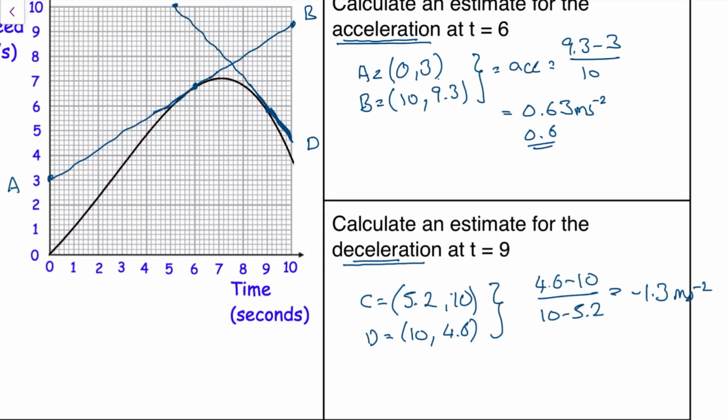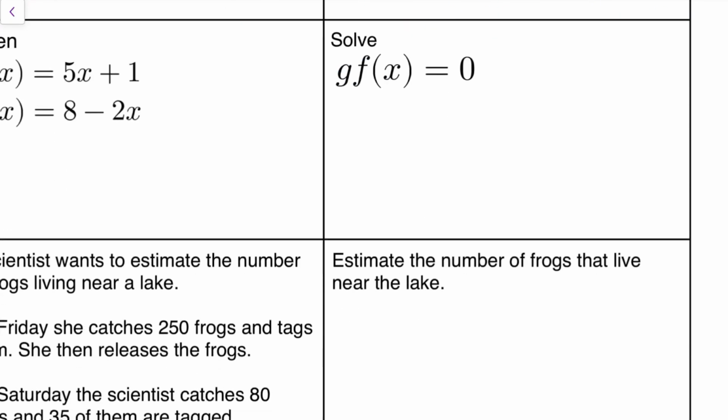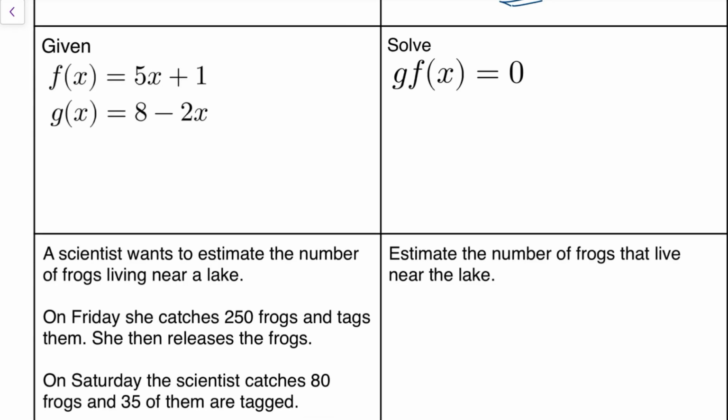Now, I mentioned at the start, it tells you in the question it's deceleration. So I would be really clear here as to what your negative is. So I would say that it's a deceleration of 1.3 meters per second squared. So I've answered the question and I've also taken care of the issue with a negative. Question done. Next question. Okay, looks like I've got a bit of a functions question.